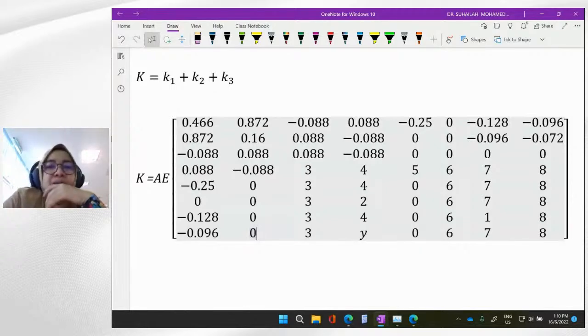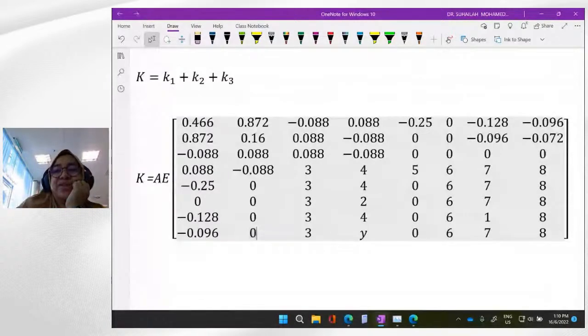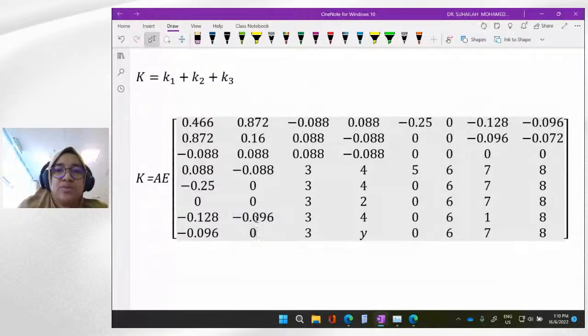Okay, I replaced the wrong row. Okay, sorry. So it is 0, negative 0.096, 0.096, and negative 0.072. Okay, one more thing.